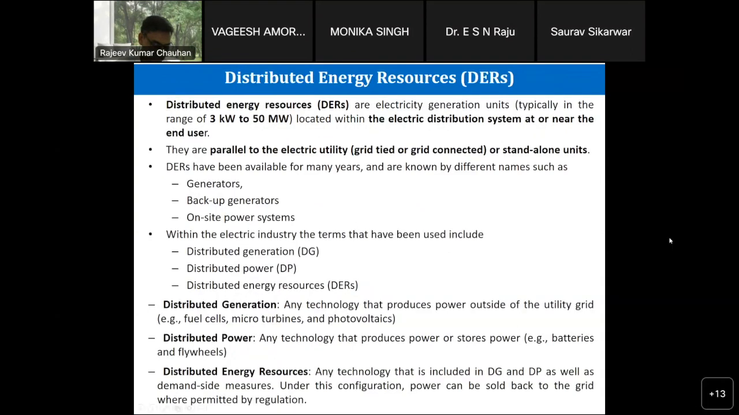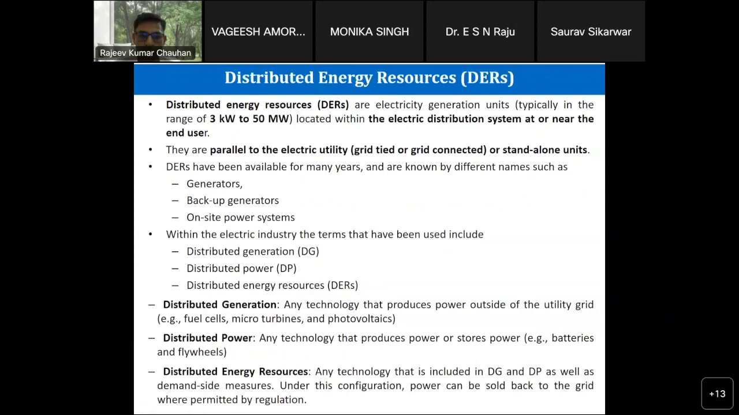Coming to the DER, it is mainly defined as an electricity generation unit typically in the range of 3 kilowatts to 50 megawatts. It is usually located within the electric distribution system or near the end user. These can be connected in parallel to the electrical grid, or we can also connect them standalone.